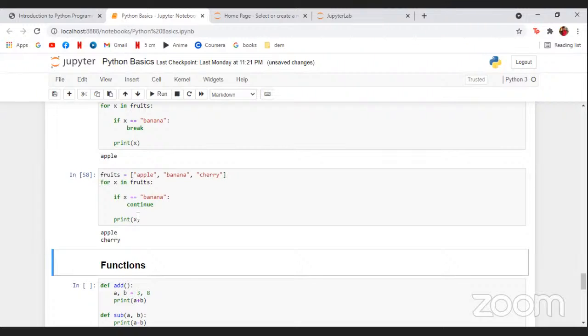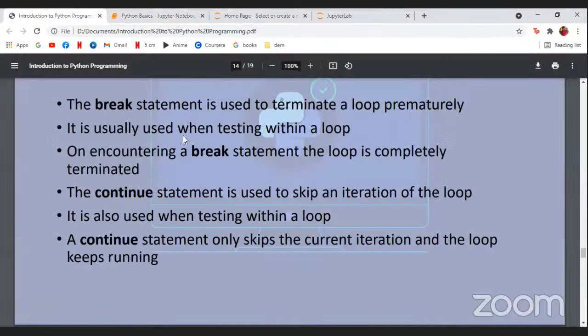So this is used obviously when you want to exclude some specific item or some result from being printed. So this is where you use break and continue in loops. So now we'll move to functions.